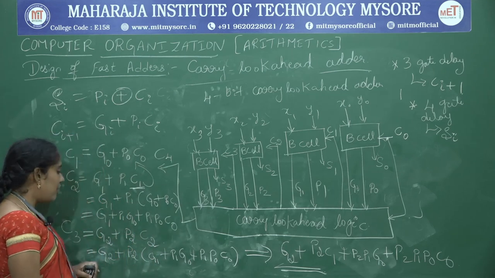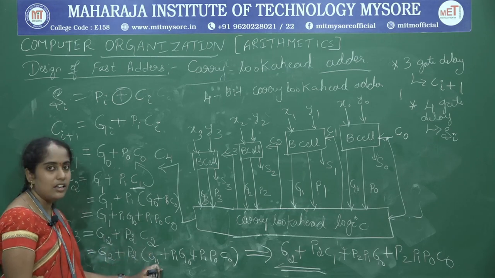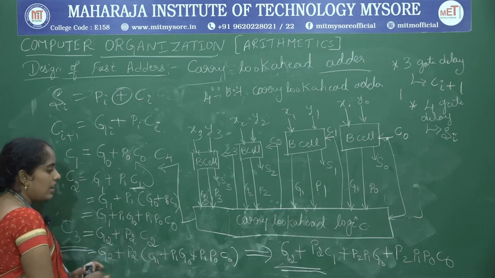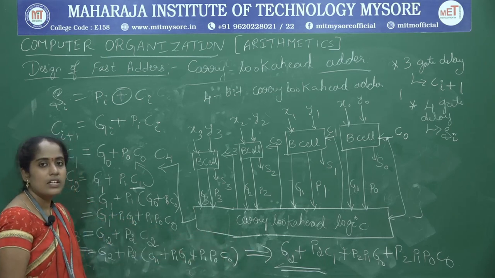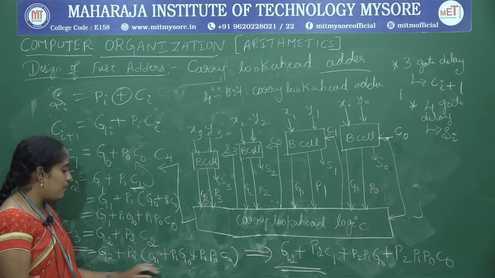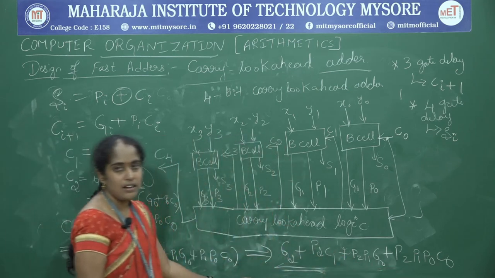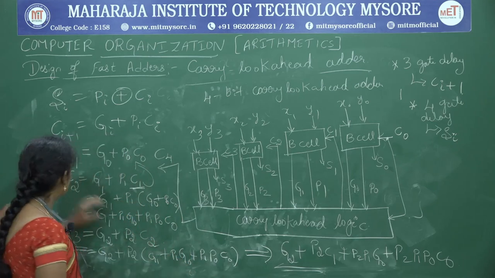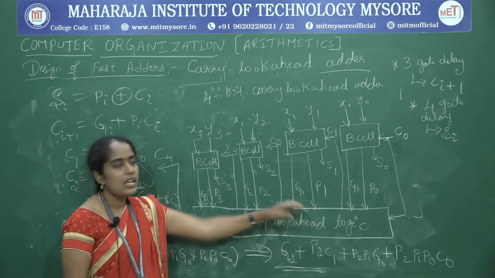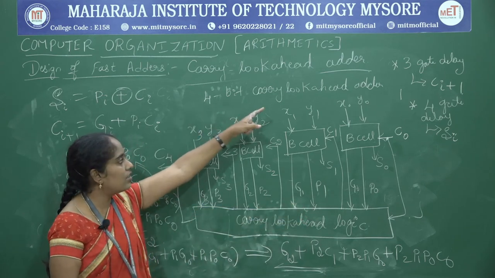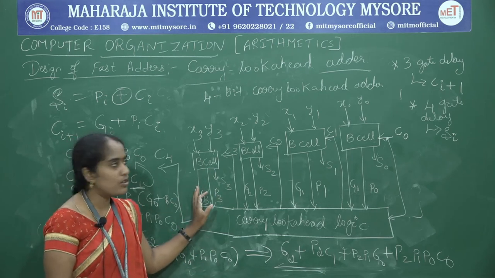For C4, again it is G3 plus P3 C3. C3 is here, and you find out the function like this. So here the addition is performed parallelly. This is done by the carry look ahead logic. This is the 4-bit carry look ahead adder.